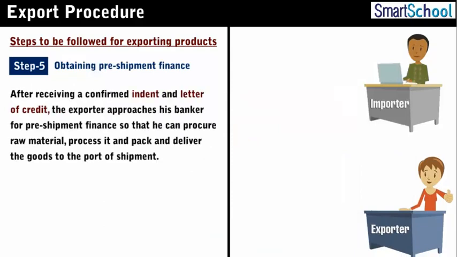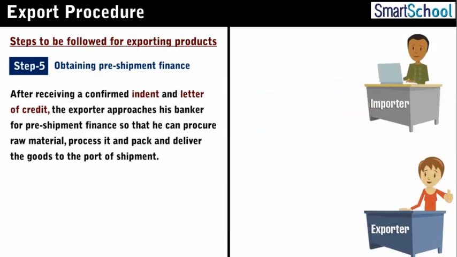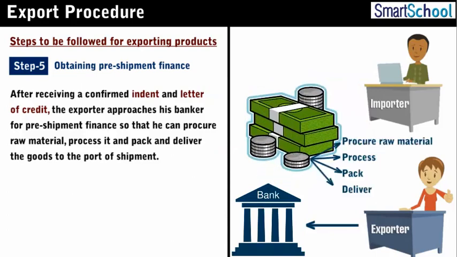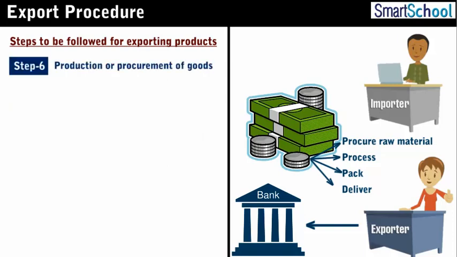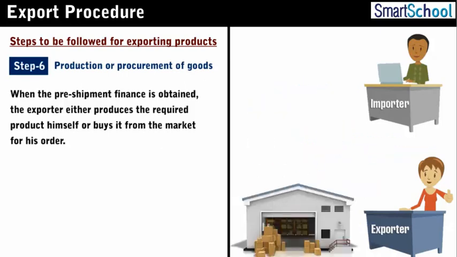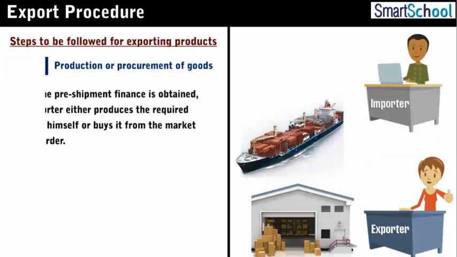In this step, after receiving a confirmed indent and letter of credit, the exporter approaches his banker for pre-shipment finance so he can procure raw material, process it, and pack and deliver the goods to the port of shipment. Production or procurement of goods. In this step, when the pre-shipment finance is obtained, the exporter either produces the required product himself or buys it from the market for his order.